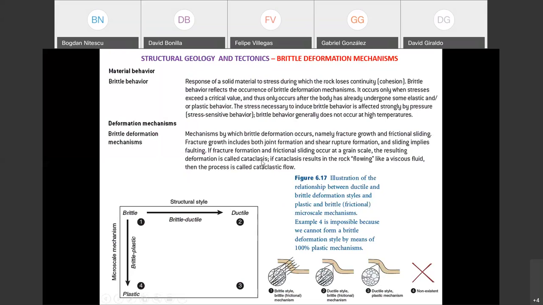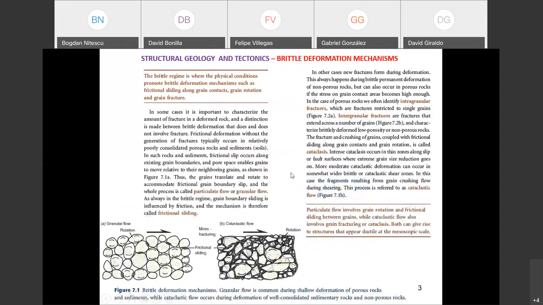Now I'm introducing some new words like cataclasis, for instance, and cataclastic flow, and we'll see what they mean. This is a lot of text and you will have time to read it. But let's think about these two situations. First of all, something that is called granular flow. You all went to the beach, and when you were kids, you played with sand, and you saw that the sand can flow, yeah? So basically, we are talking about something which implies, for instance, grain rotation. The grains of sand rotate and slide one against the other. So grain rotation and this frictional sliding lead to what we call granular flow.